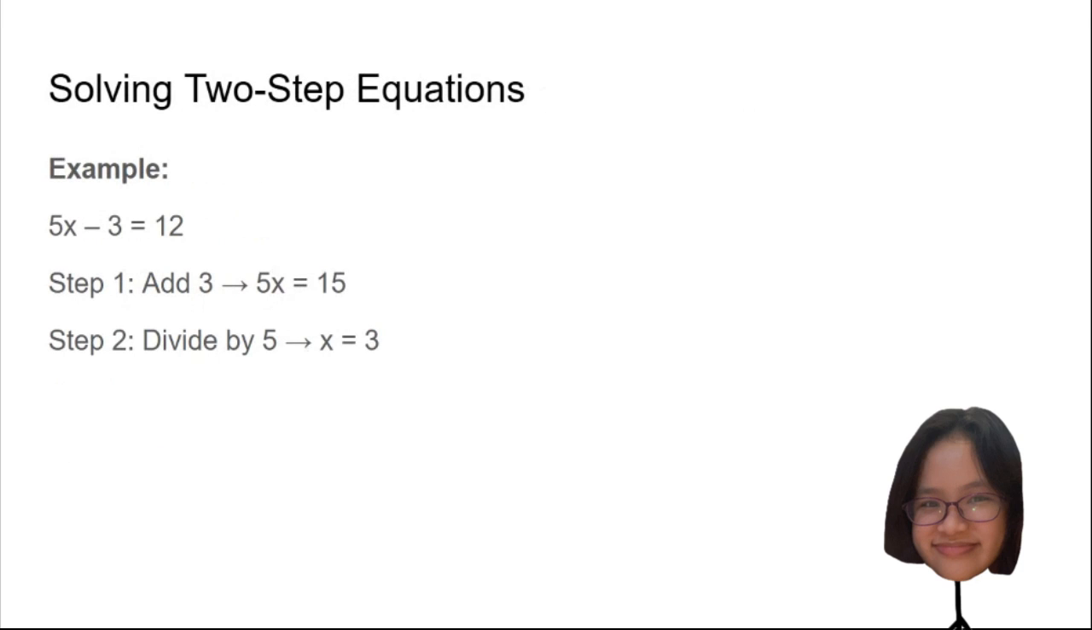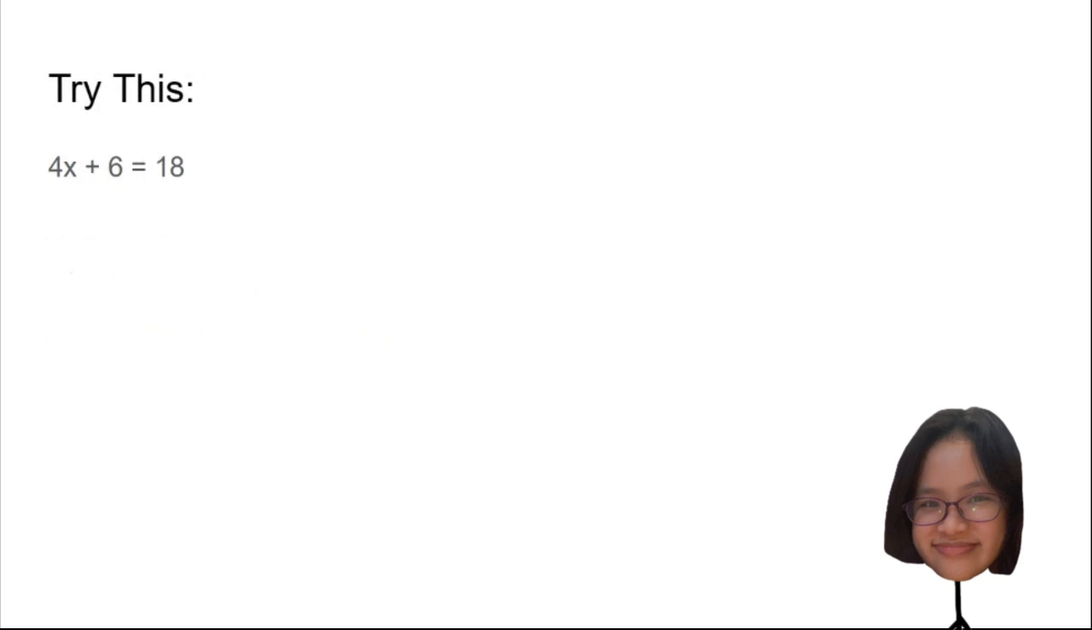Now let's move on. Solving two-step equations. This is what we saw before. Basically, we have two steps for it. So for the example, we have 5x minus 3 equals 12. For this, we have to add 3 since it's minus 3 this time, which will make the equation 5x equals 15. And then for step 2, we divide by 5, which makes x 3, since 15 divided by 5 is 3. Now let's move on to the next slide, which you have to try this equation.